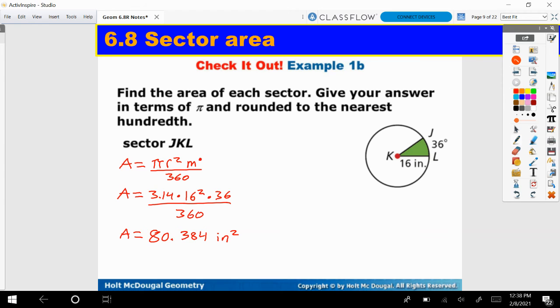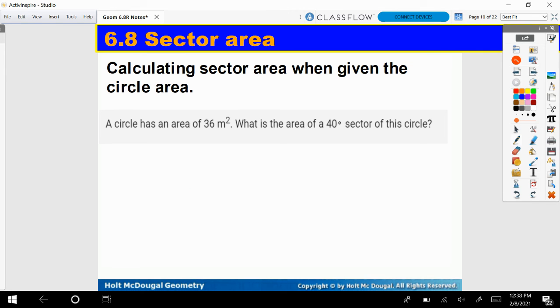I have one more problem type to show you. It's just a little bit of a modification from what we were just using. Okay, so this time we're going to calculate the sector area of a circle, and we're already given the area of the circle. Okay, so take a look. So they're telling you the area of the circle is 36 meters squared. We don't have any pictures here, but we do know that information. And we do know that the measure of the arc is going to be 40 degrees.